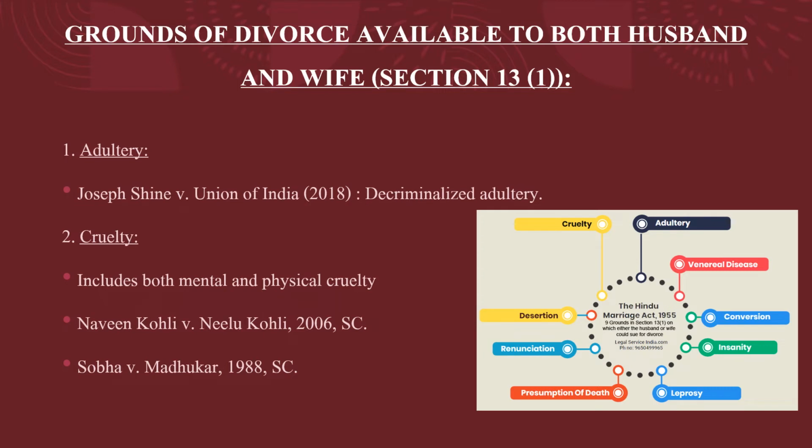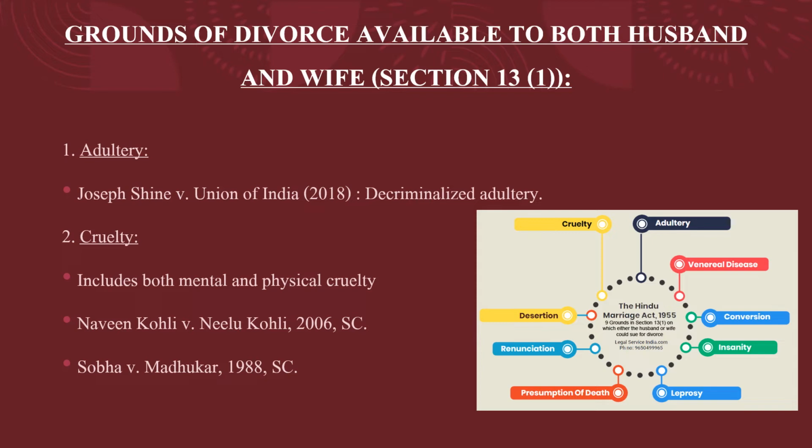Initially, adultery was a criminal offense under Section 497 of the IPC. But in the case of Joseph Shine versus Union of India, the Honorable Supreme Court decriminalized adultery. But it still remains a valid ground for divorce.